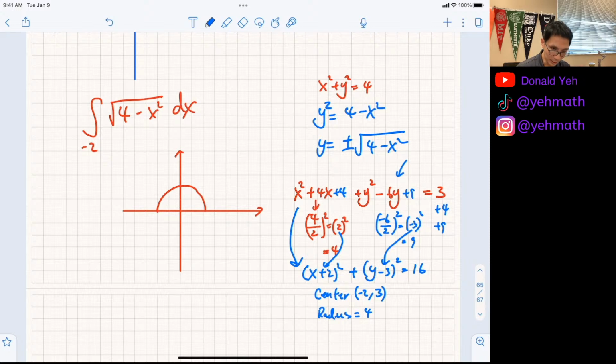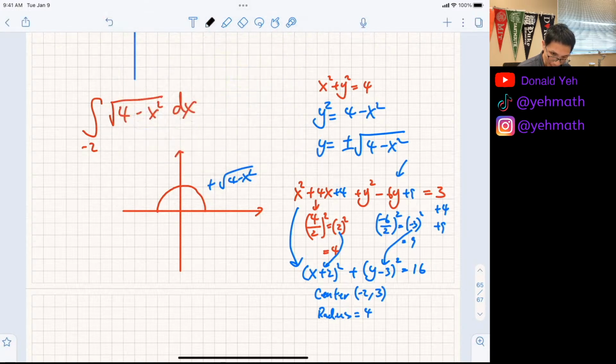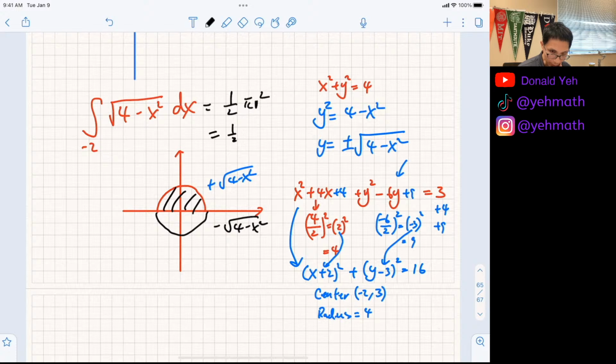This is a plus, 4 minus x squared. This is a minus part, which means the bottom half of the circle. But since they only want the top, this is just a radius of 2. So one half pi r squared, so one half pi times 2 squared. So it's 2 pi. The answer is 2 pi. The radius is 2, and it's going to give you 2 pi.